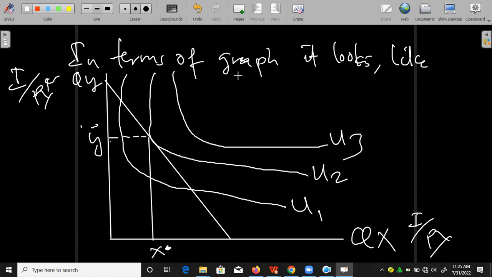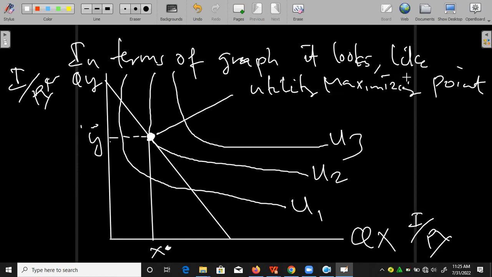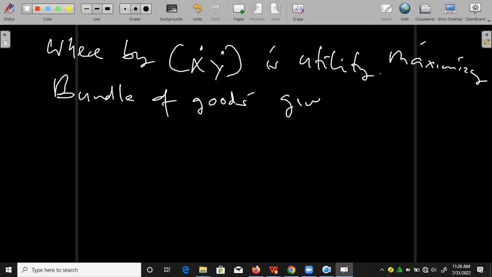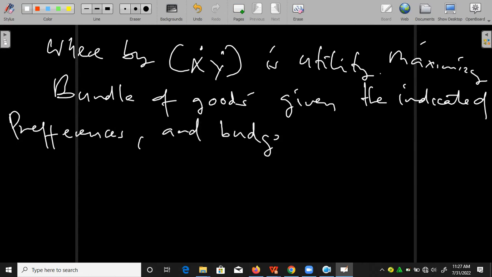The slope of the indifference curve is normally equal to the slope of the budget line. So the highest utility, U3, represents the highest satisfaction after the consumer attains a certain good and service. Utility 2 represents the lower utility satisfaction, as you can observe. And x star, y star is the utility maximizing bundle of goods given the indicated preferences and the budget constraint.